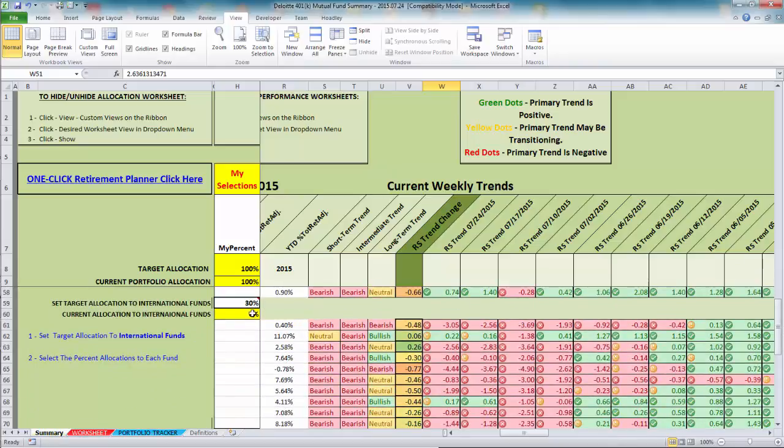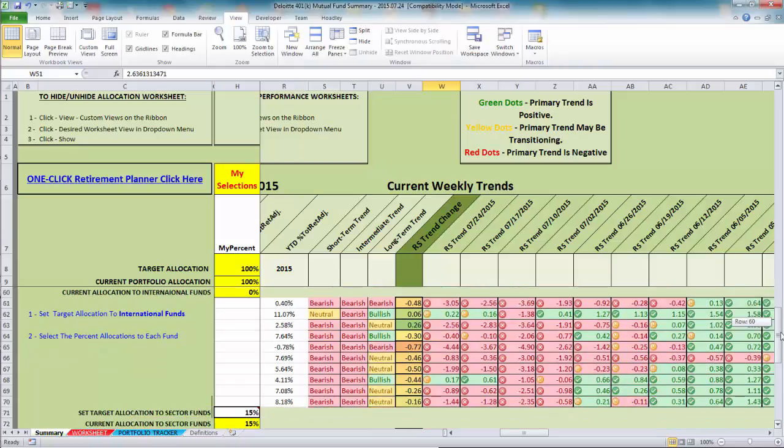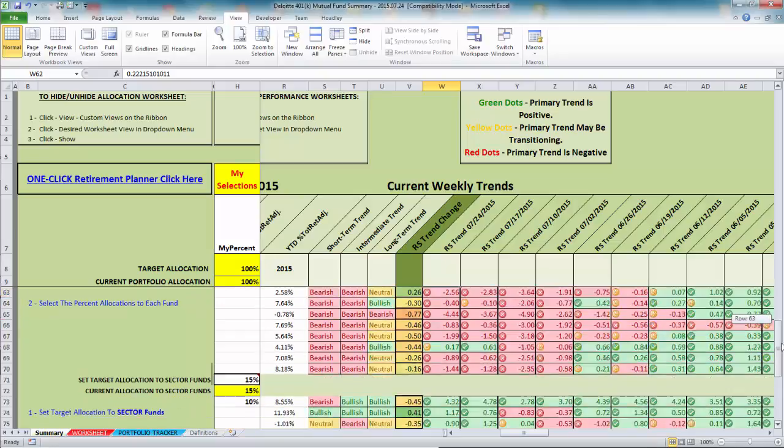Our international funds, we have 0 allocated. Again, the reason is we're seeing a lot of red to the right, and we're starting to see a lot of yellow and red to the left of column B. So with that said, we're staying in money market. When we start to see more green appear, especially in the short and intermediate term, then we'll want to look for a green light and a green light situation to place capital back into this category.